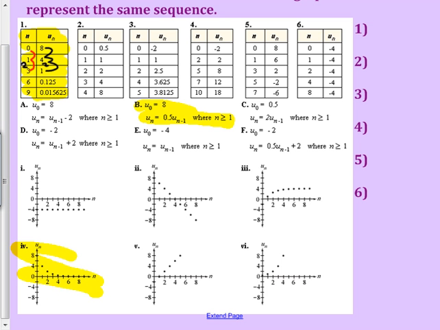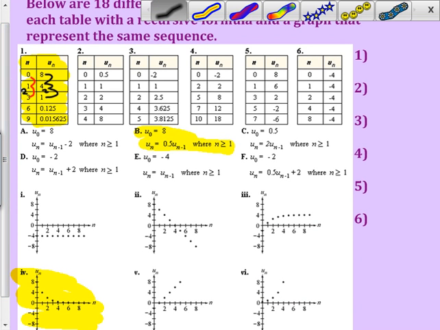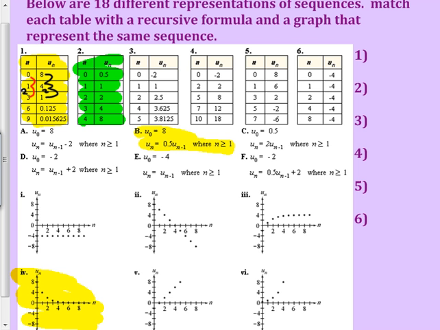I just want you to do the next one in green. So now I want you to go grab the green highlighter and figure out what this one goes with. Well, that one's pretty easy. 0 goes with 0.5. The only one that starts that way is this one, right? Do you see that right away? Okay. And then which graph starts at 0, 0.5?